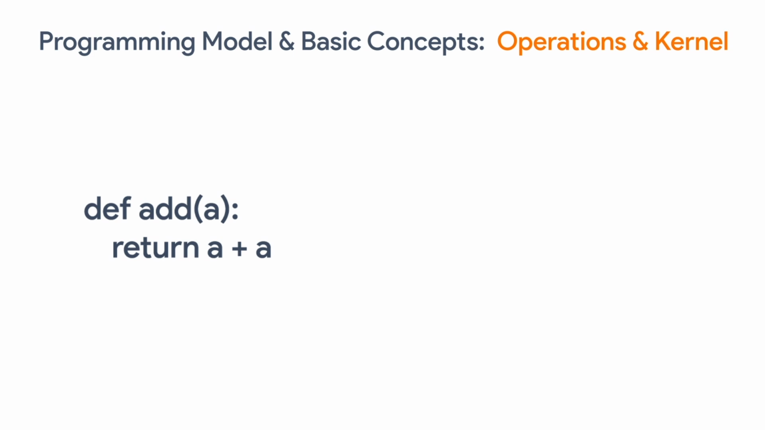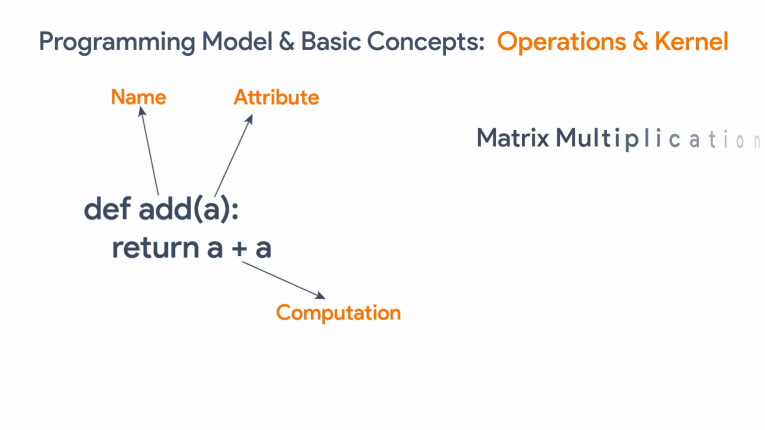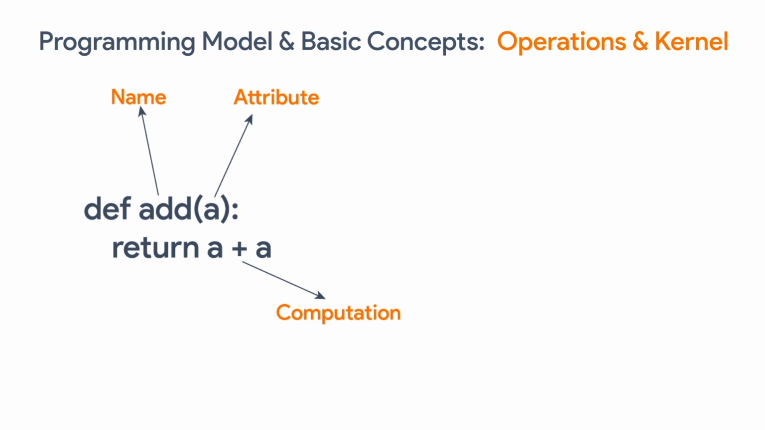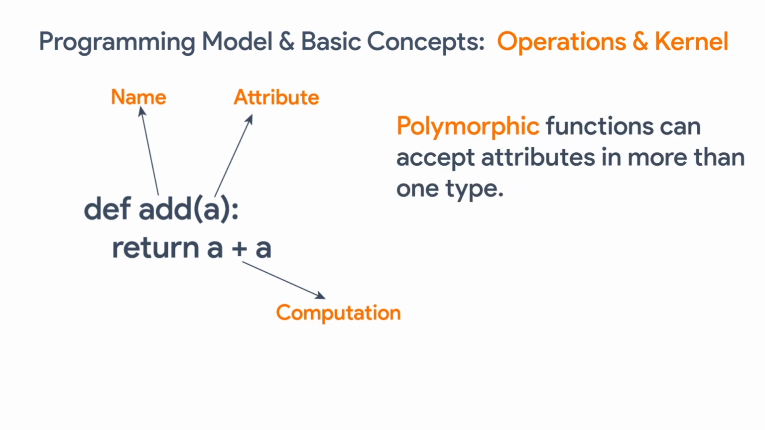An operation is a function which has a name and represents an abstract computation. For example, matrix multiplication, addition, subtraction, etc. An operation can have attributes which should be provided or generated at the time of graph construction. One common use of attributes is to make operations polymorphic.